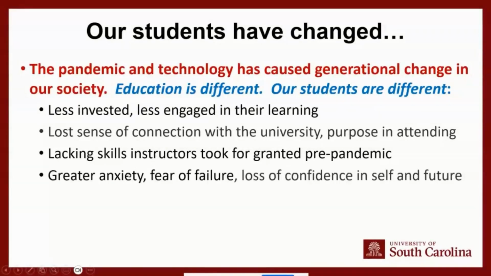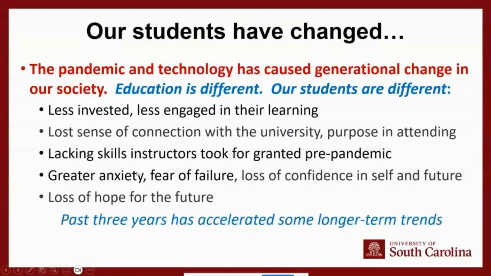And then, as y'all all said, greater anxiety, fear of failure, loss of confidence in their self, in their future. It's just thinking about the fact that there's wars going on, there's a pandemic, there's all the political issues that someone mentioned, but then we also have the whole overhanging climate issues going on. It's overwhelming I think, for anyone, but students realizing that this is their future coming through the university. What's the point? Exactly, what's the point is what they're thinking. So loss of hope for the future.